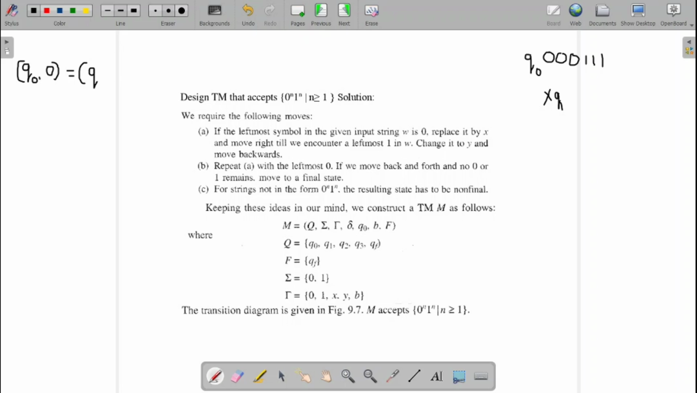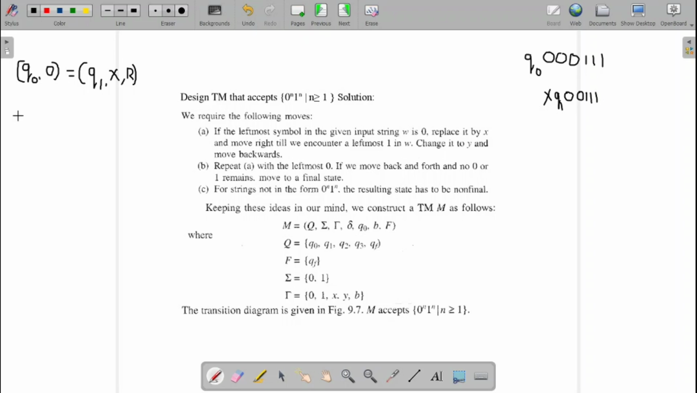Q0 to Q1 I am changing. 0 I am replacing with x, and I am making the right move over there. So 0 replaced with x and I am making the right move. Now what is the left out string for us? 0, 0, 1, 1, 1.